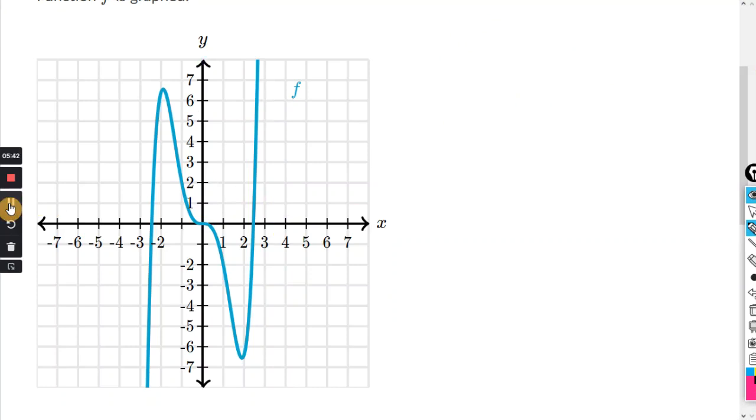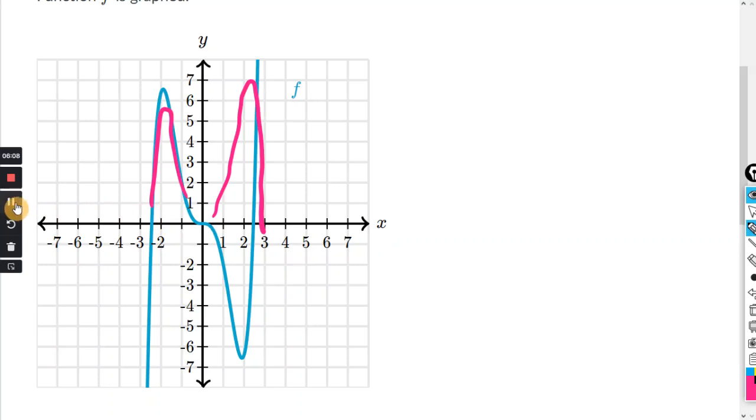Now for the odd function, it's a double reflection. Okay, so it looks like it may be odd. If I took this part right here and reflected it over the x-axis, all right, the x-axis would be like a mirror. I'd have this right here. Okay, and then if I reflected that over the y-axis, I would have this right here. So it's looking like it may be an odd function.